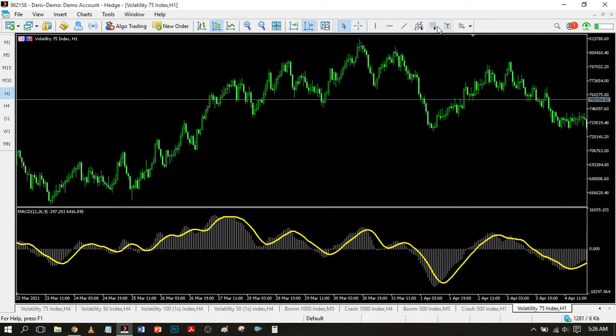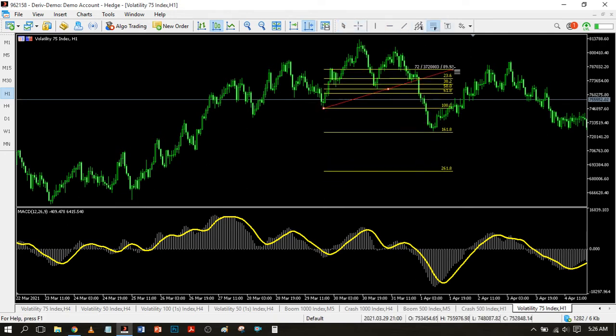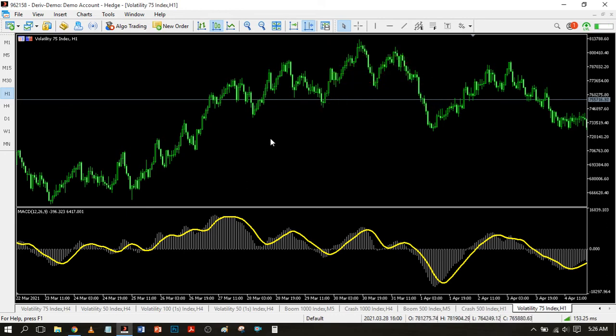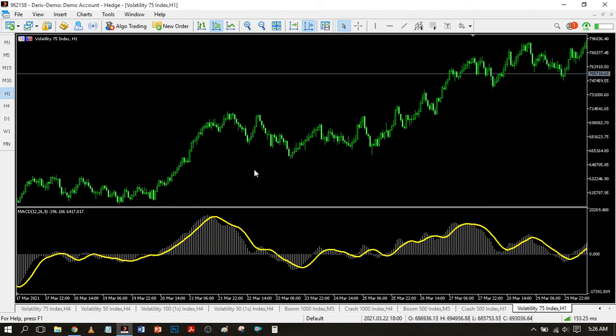Okay, let's look at this one. Price moved from here to here. You can see that it played around 61.8. Then my MACD had a cross right here also, so I just made a little profit at this level. Yes, so let's look for another good scenario. Let's look for another one.